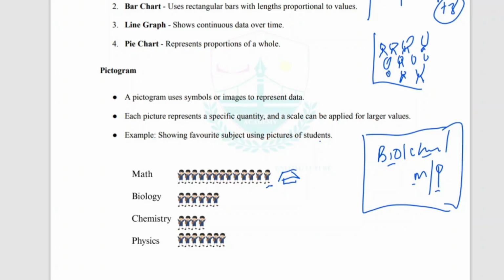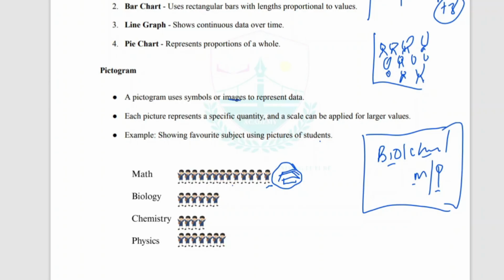Use the car if the data that you collected is about cars. Then use a house as a picture or a symbol if you were talking about houses. If you're talking about a person, use a picture which at least tries to depict that this is really a person. So in our pictogram, we are using pictures or images which are related to what we call a student.